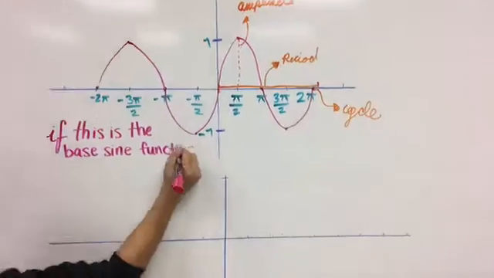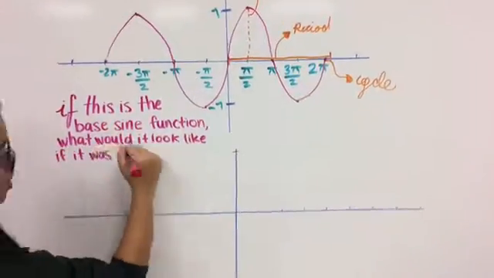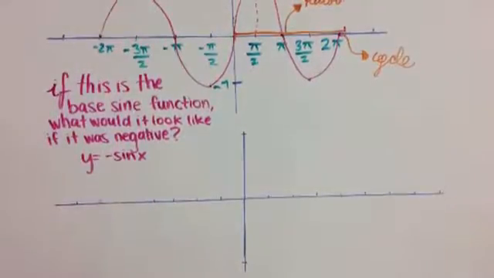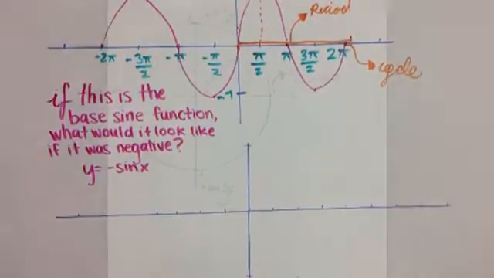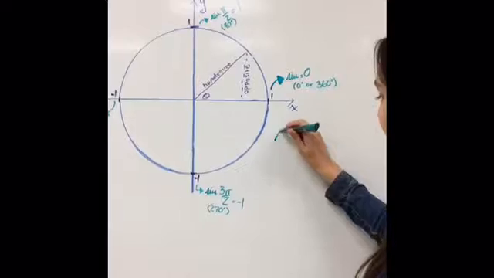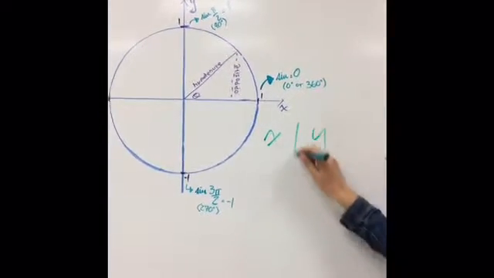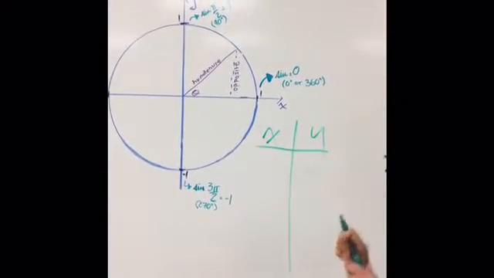If this is the base sine function, what would it look like if it was negative? Pause the video now so that you have some time to sketch down your ideas. Any angle that is negative just means that we go around the unit circle backwards.